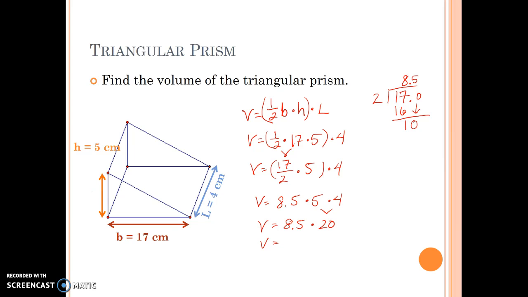Well, let's do the same trick that we did a minute ago when we multiplied 5 times 50. So let's multiply 8.5 times 2, and then we're going to add a 0 because we're actually multiplying by 20 instead of 2. So 8.5 times 2 is 17, but we didn't multiply by 2, we multiplied by 20. So we need to add a 0. So that's our answer. Volume equals 170 centimeters cubed.